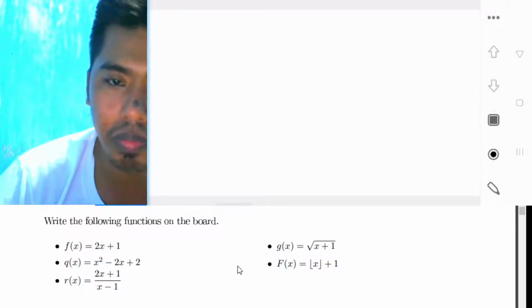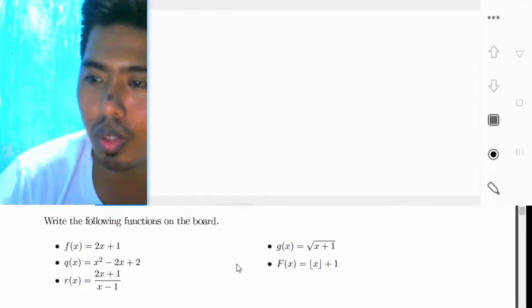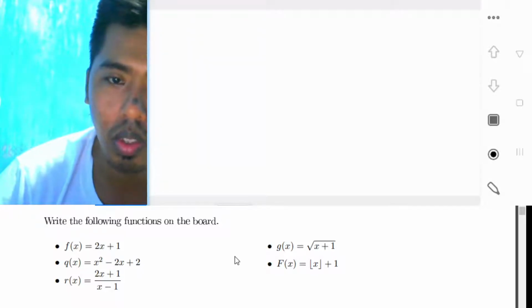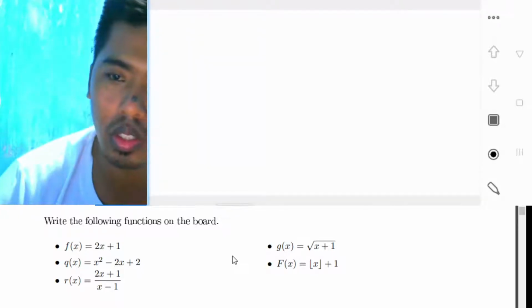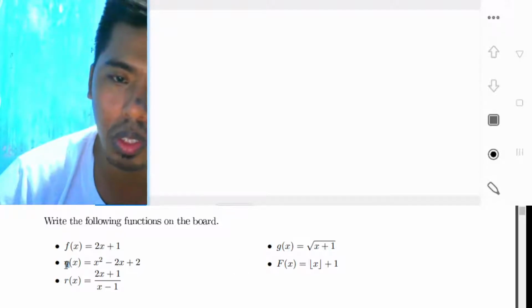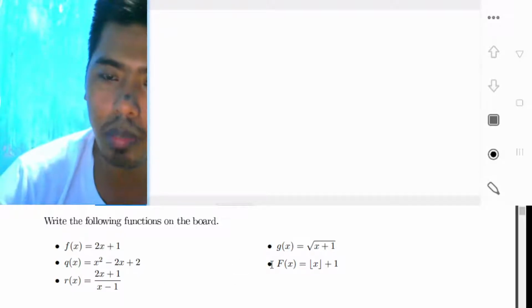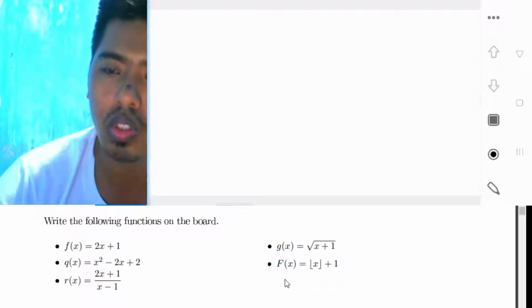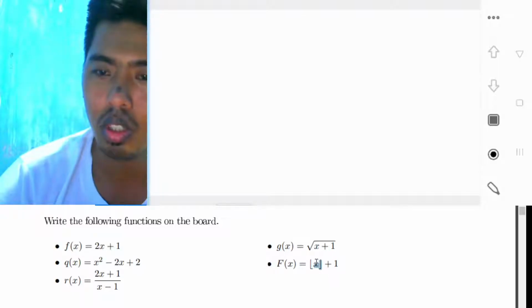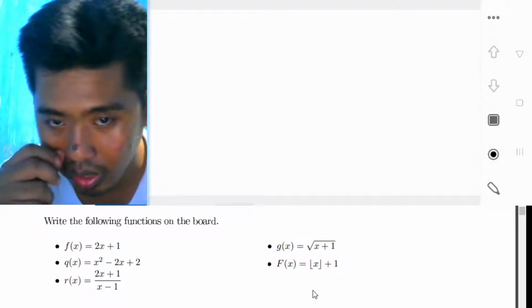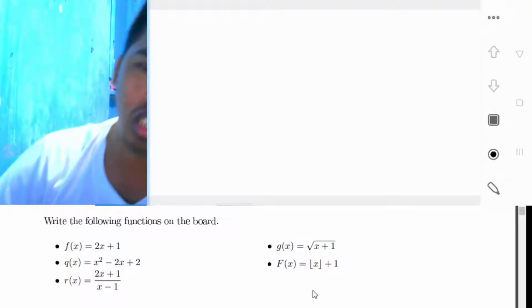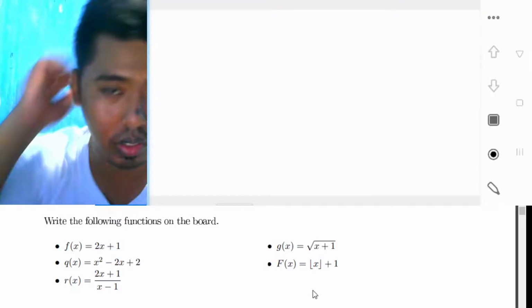Okay, write the following functions on the board. We have f of x, g of x, r of x, g of x. The second one is q of x, and the last is capital F of x, because there is a floor function. So, example number 13: find and simplify g composite f of x.